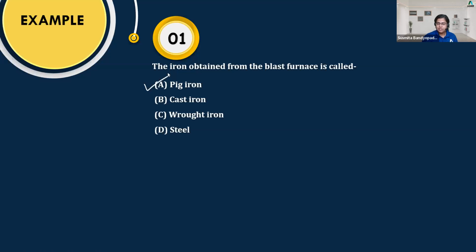So, wrought iron, which is the purest form of commercial iron, contains 0.1 to 0.25% of carbon in it.